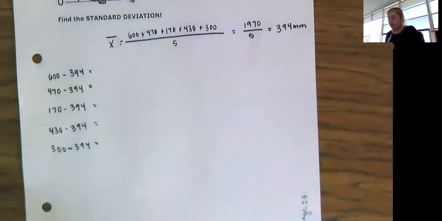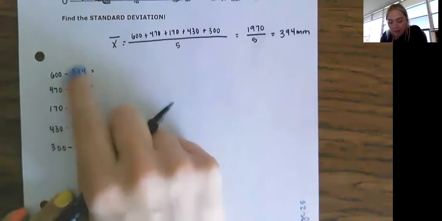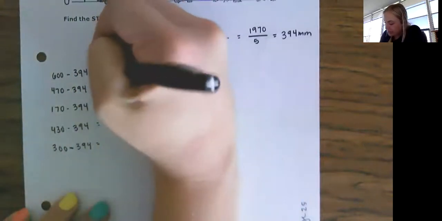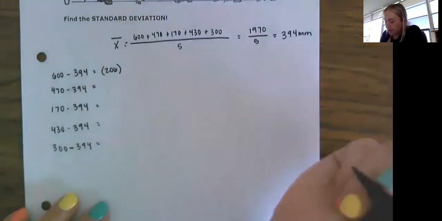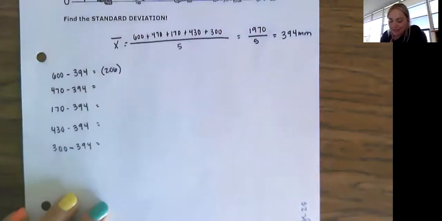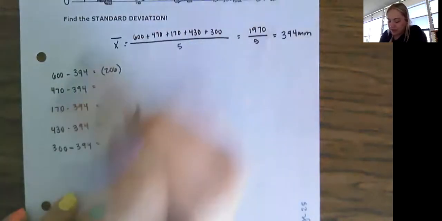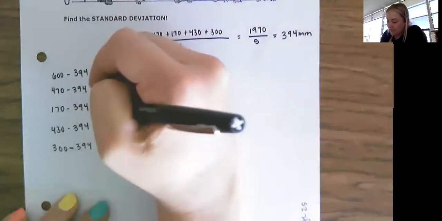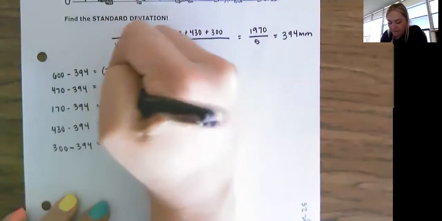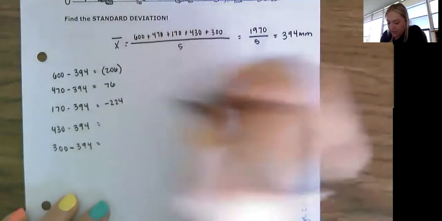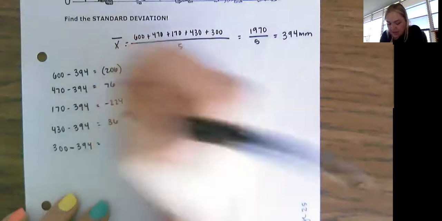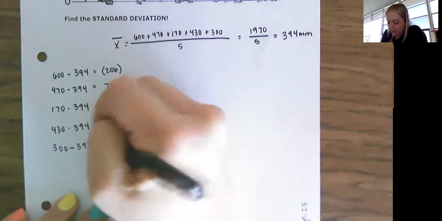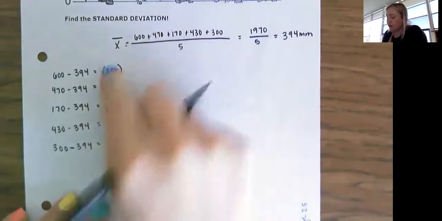Then, what did I do next? Okay, so now I'm actually going to subtract these. 600 minus 394 is 206. I don't know why I put parentheses around it. That'll be the next step though. 470 minus 394 is 76. 170 minus 394 gives me negative 224. 430 minus 394 is 36. 300 minus 394 is negative 94. Okay, so I've got all these differences.